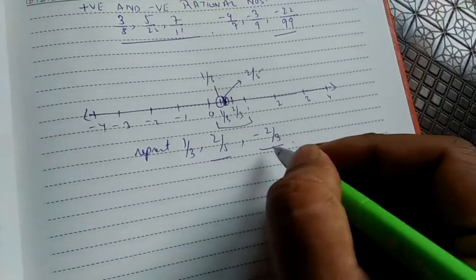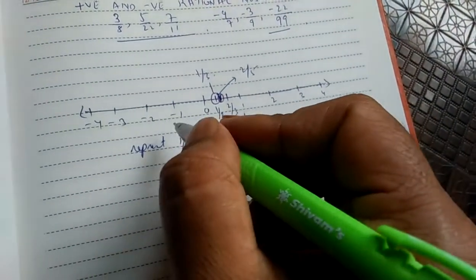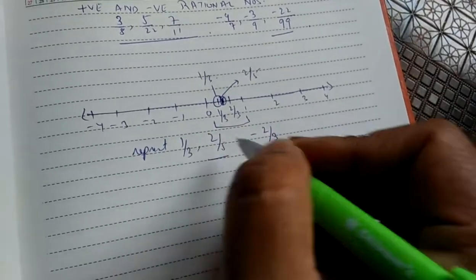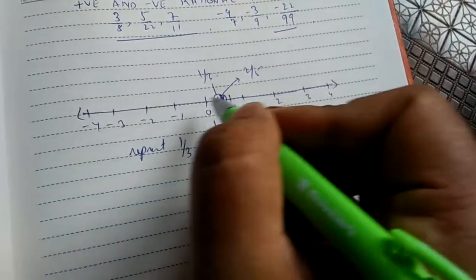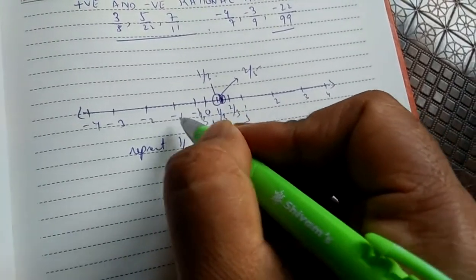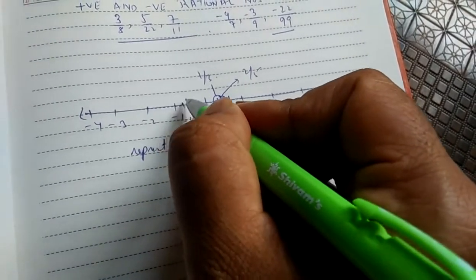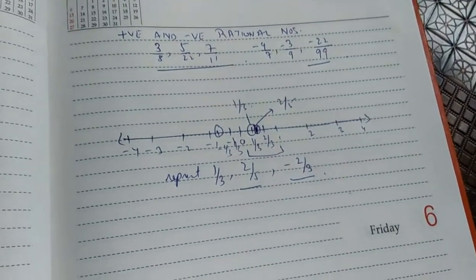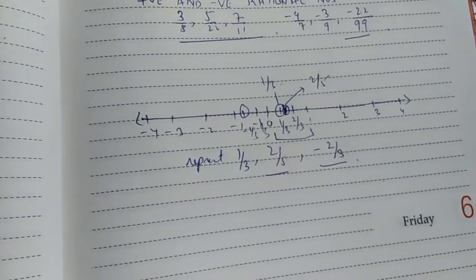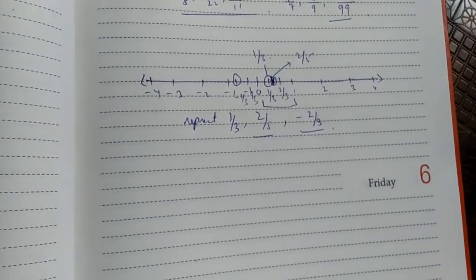Okay. Minus 2 by 3. Minus 2 by 3 is less than 1. Is greater than minus 1. Okay. Minus 2 by 3 is greater than minus 1. Okay. So this is minus 1 by 3. This is minus 2 by 3. So this minus 2 by 3 will be here. Alright. So similarly, now if any number is given to you, you can write it on the number line.